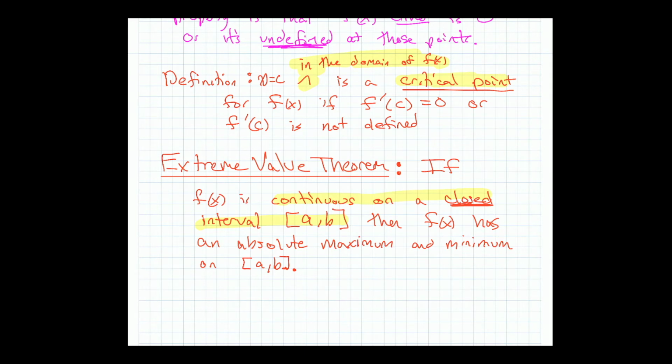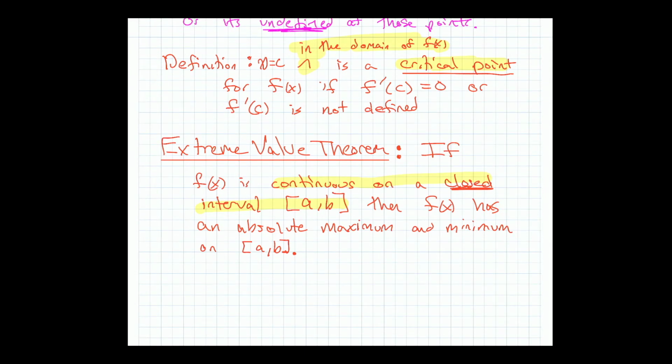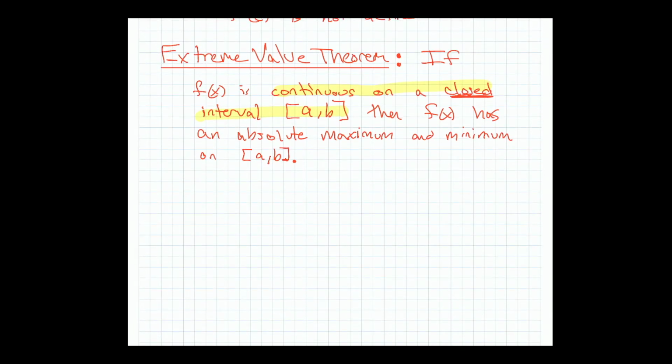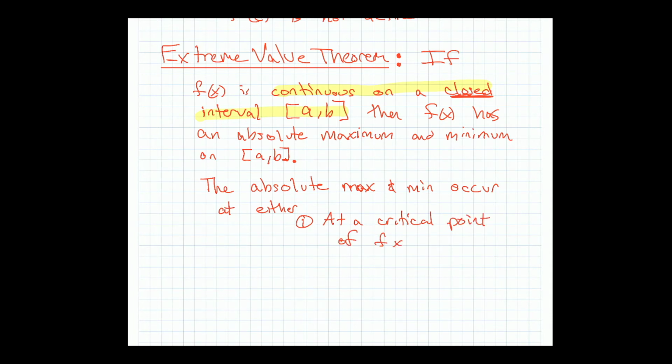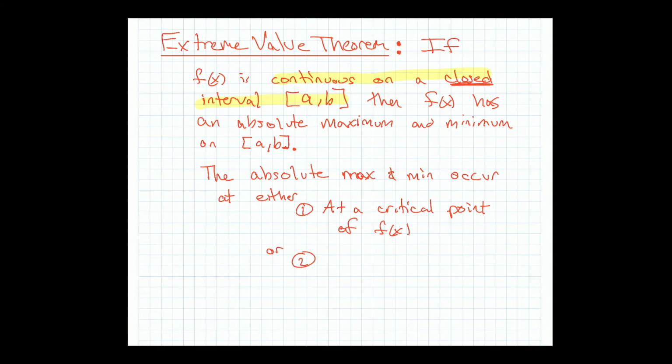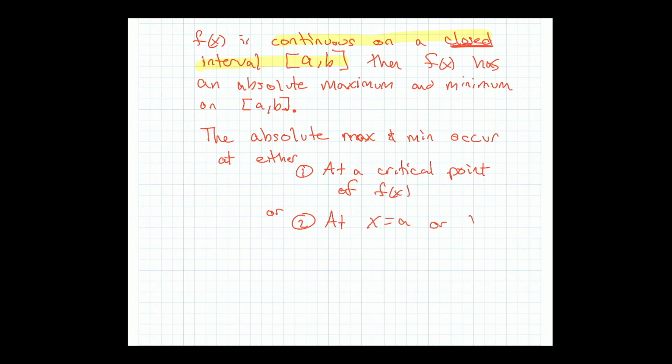Okay, and specifically we can extend this, and so sometimes they include this in the definition, I guess, and sometimes they don't. But so f of x is continuous, f of x has an absolute maximum and minimum on [a, b], and furthermore, the absolute max and minimum occur at either, here's your choices for where the maximums could be, at an endpoint of the interval or at a critical point. So either at a critical point of f of x, or choice number 2, at x equals a or x equals b.